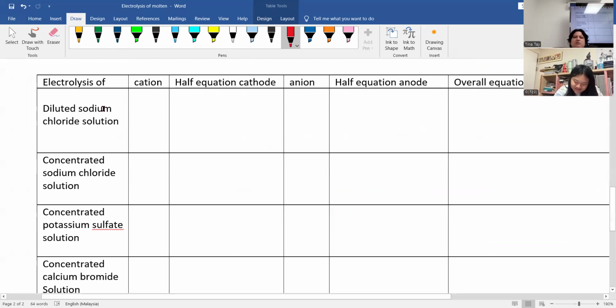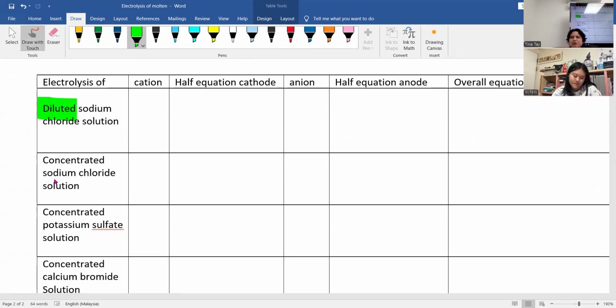Okay. So this one is diluted or concentrated? Grace. Diluted. How you know? Because they wrote diluted. That's how you know it's diluted. So, diluted sodium chloride solution. So, it is sodium chloride. But does it have water? Yes, because it's called solution. It only does not have water when it says molten.